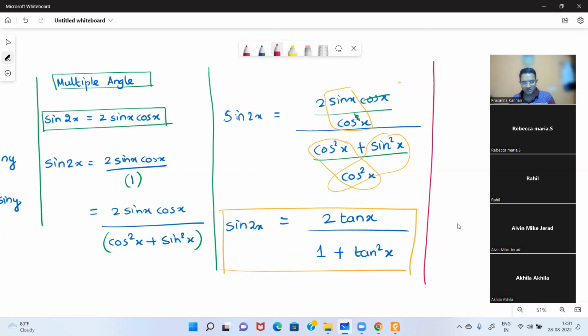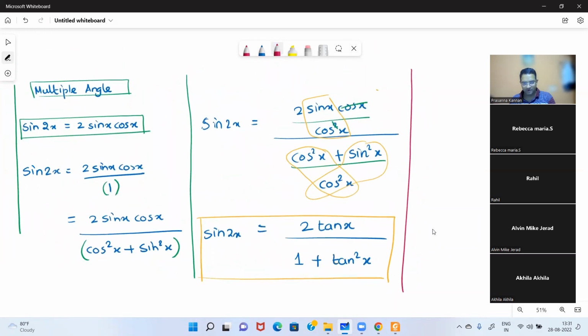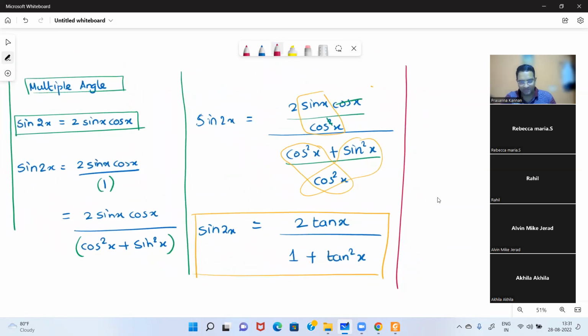Now let's look at a similar multiple angle formula for cos 2x. Meanwhile, I'll leave it for writing. Once you've taken it down, please tell me. Because all these basics will help you in all the chapters: trig, inverse trig, differentiation, integration. That's why I think we should spend a little time on this, at least 10-15 minutes. Once you've taken it down, then... Done, sir. Great. Okay.